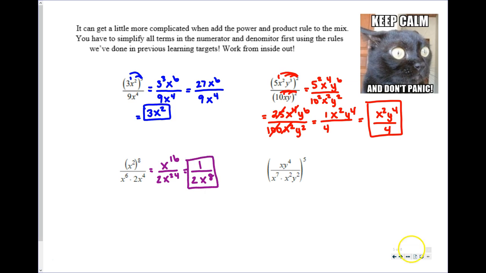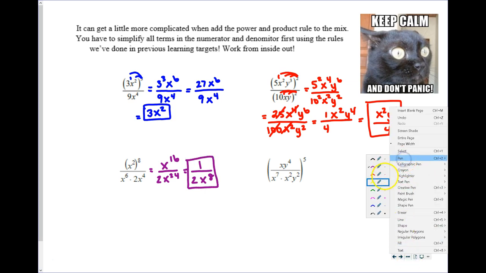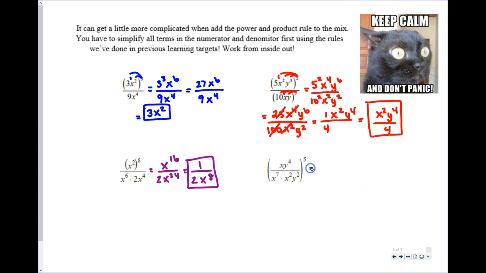Okay. Now, this one looks scary, but it's not. What happens here is that you've got 2 options. One, you can go ahead and move that 5 to every single thing in here. That's what I'm going to do. So I'm going to put the 1 here for the x, and I'm going to draw my line. 5 goes to every single one of those exponents.